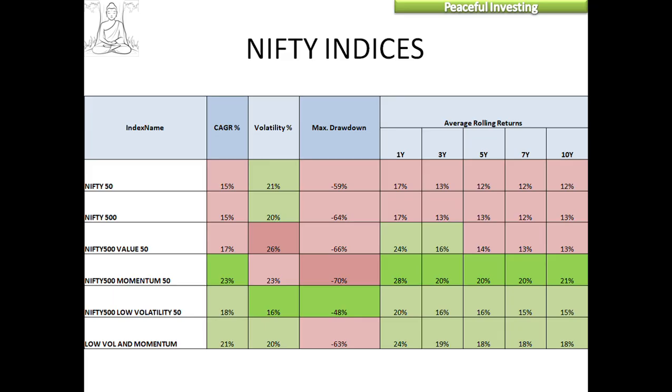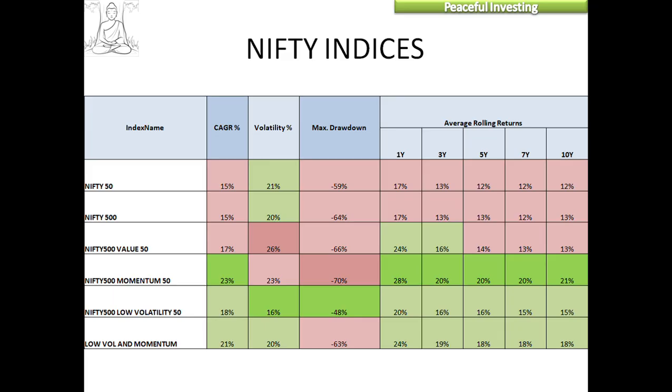So based on this, and there are many other options in Nifty indices. We have analyzed just these options. But what I'm trying to say is there are many more Nifty indices they have to offer in terms of passive investing, other than simple vanilla indices like Nifty 50 or Nifty 500. And over here, what we also observed is that Nifty 500 value 50, in terms of rolling returns, maximum drawdown, and volatility, may not be a great index.